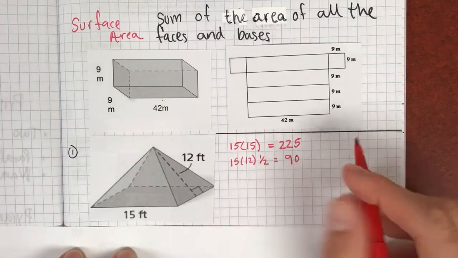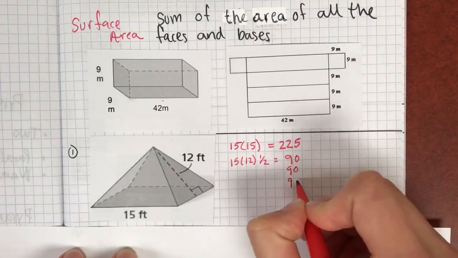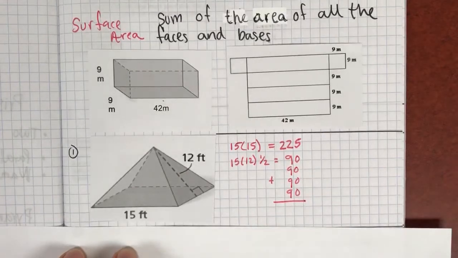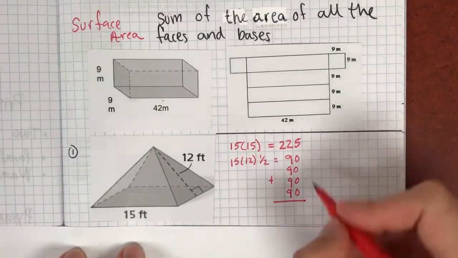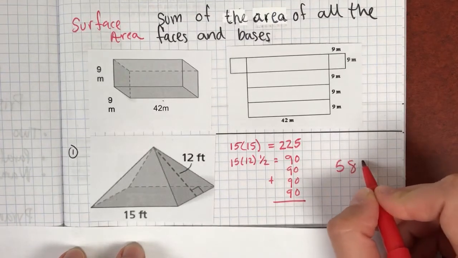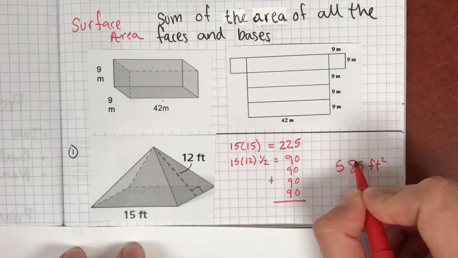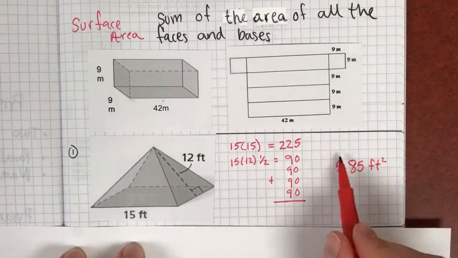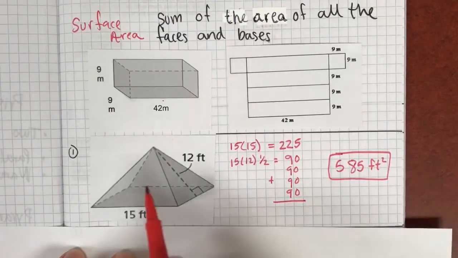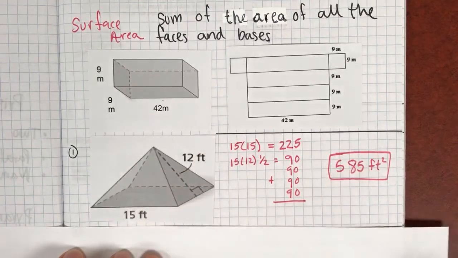If you want, you can write it out 3 more times, but we're going to add all of these together. So we add these up, and our surface area is 585 feet squared. That's all 4 of these triangles that make up the sides and our bottom for the base.